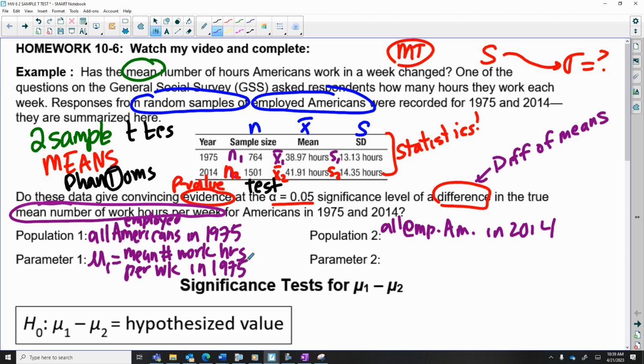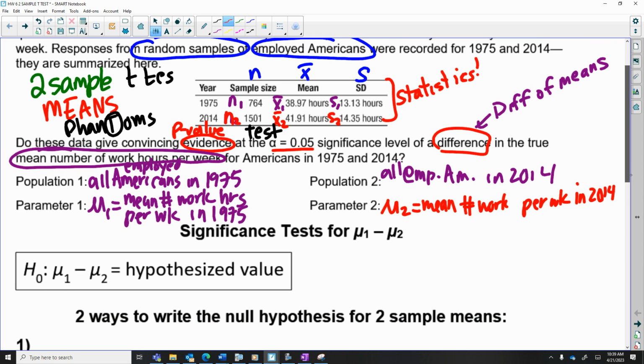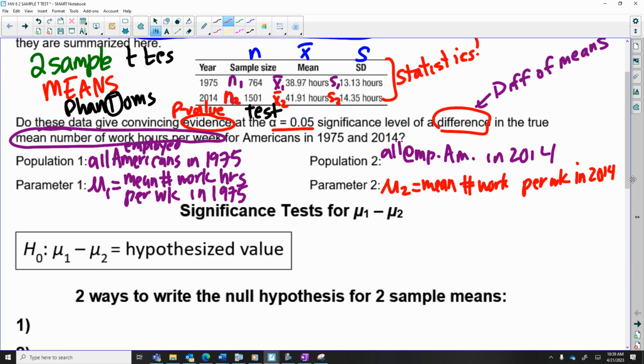And mu2, let's use red. Mean, let's use the symbol mu2. The mean number of work hours per week for the Americans in 2014. Again, at some point you could start to abbreviate. Just on the AP, you don't want to abbreviate where the person doesn't understand what you're even saying. So just be careful. Also, instead of using 1 and 2, we could have used subscripts 75 and 2014, or 1975 and 2014. All right, so we're done with the P step.